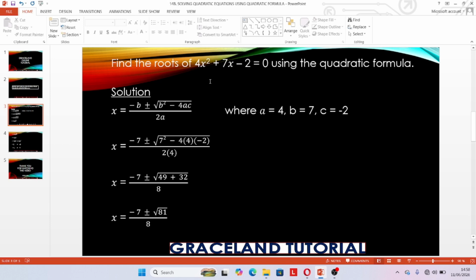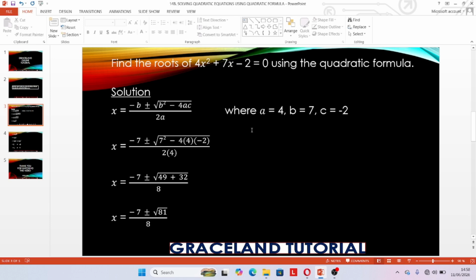The coefficient of x squared is going to be a. The coefficient of x is going to be b. And the constant there, which is minus 2, is automatically going to be c. In other words, a is going to be 4, which is the coefficient of x squared. b is going to be 7, which is the coefficient of x. And c is going to be minus 2, which is the constant.